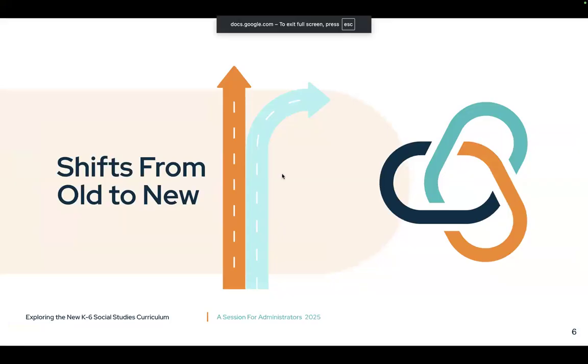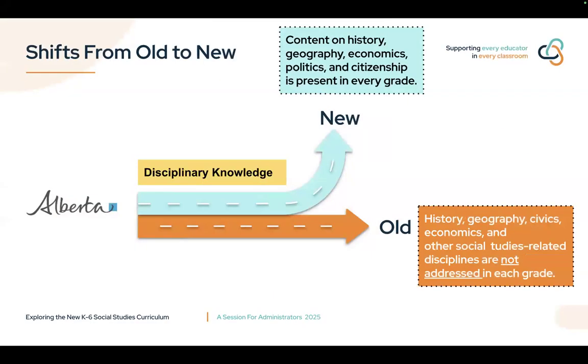When it comes to the social studies curriculum, though, there are some shifts that I'd like to begin with from the legacy curriculum to the new one. And those of you who already have been exploring the new curriculum, you'll probably recognize some of these things. In the old curriculum, the different disciplines that often related to social studies weren't really highlighted the same amount in each grade. But in the new curriculum, there is through every grade an emphasis on history, geography, economics, politics, and citizenship in each grade. So you see those disciplines showing up more evenly and equitably distributed throughout the grades.